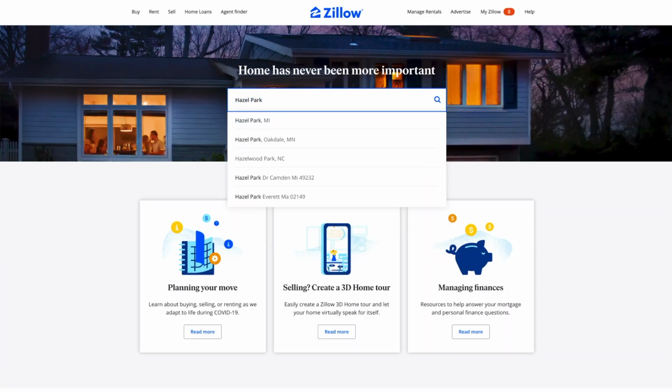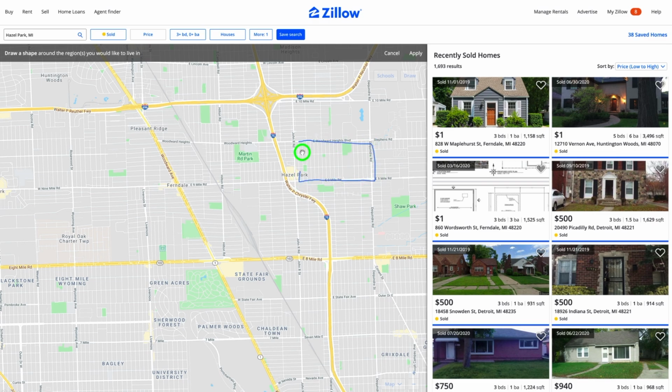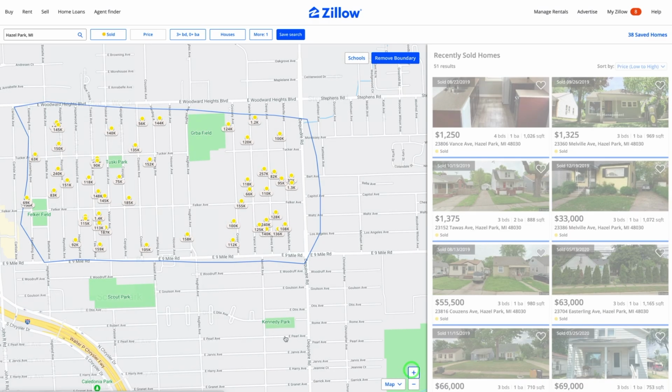Step number 1 is, when you get a lead, to go on Zillow or Redfin and do a search of all of the sold homes in the past year or so in the same neighborhood or area as your lead.